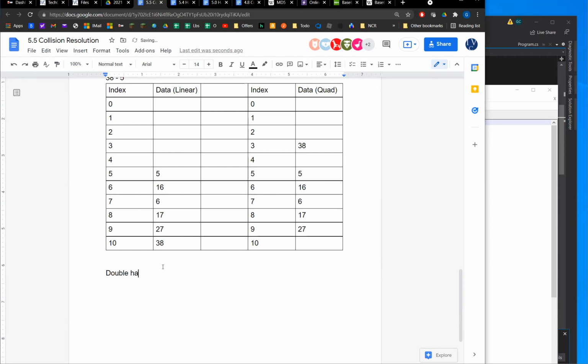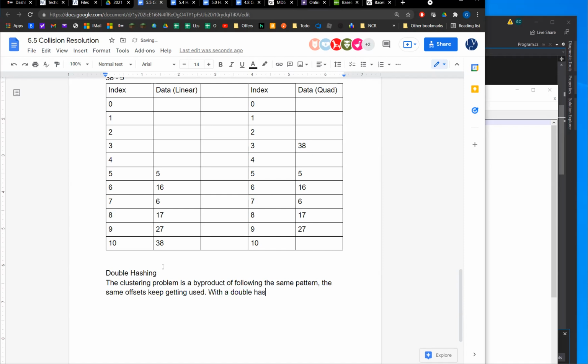Double hashing. All right, so the clustering problem is a byproduct of following the same pattern. The same offsets keep getting used.